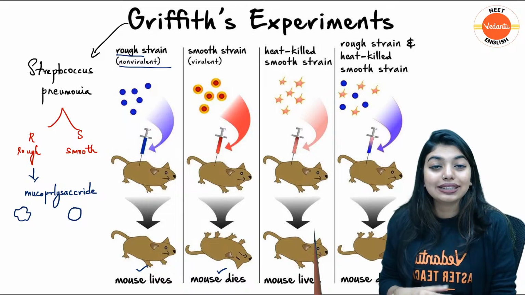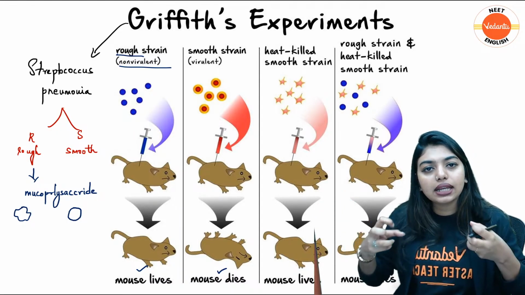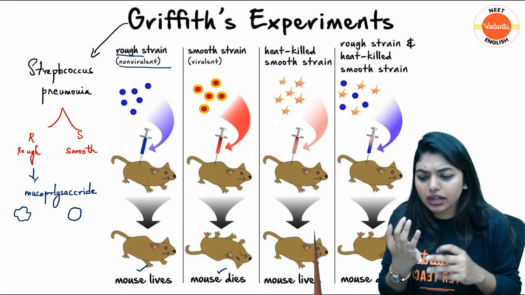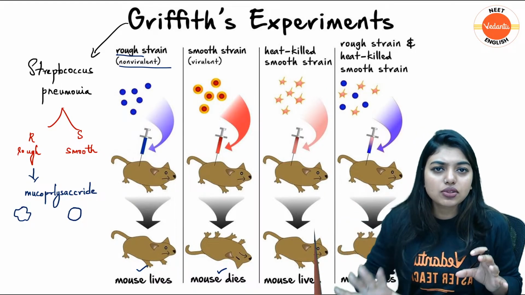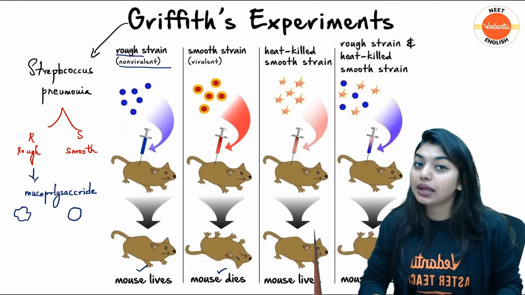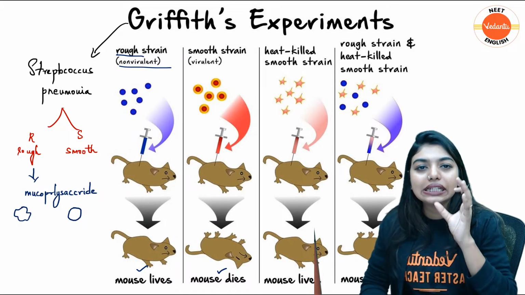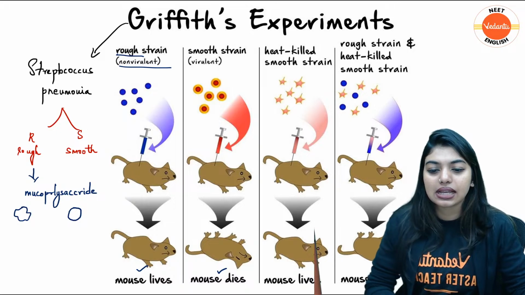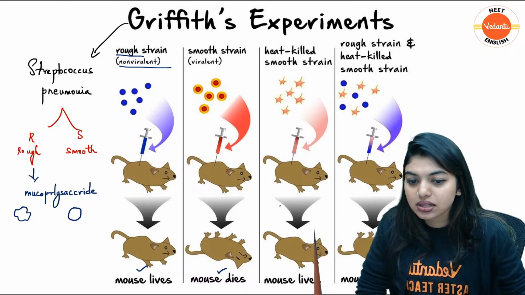Let me do one thing. Let me heat kill this strain. Because students, you know, heat can kill almost everything. That is the reason why we boil water, why we boil milk, because we know that if there are any germs present in this, they will definitely die with the help of heat, right? So he was like, I will heat kill this. And he heat killed the smooth strain and injected it into the mice.